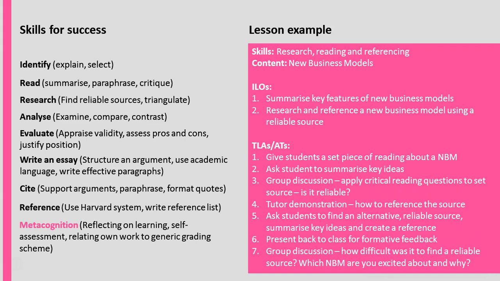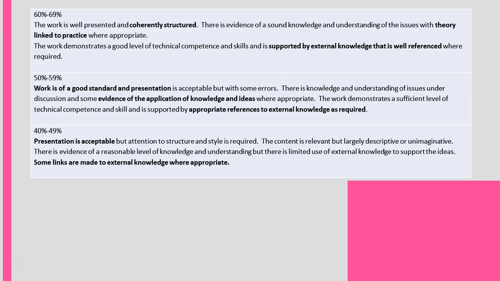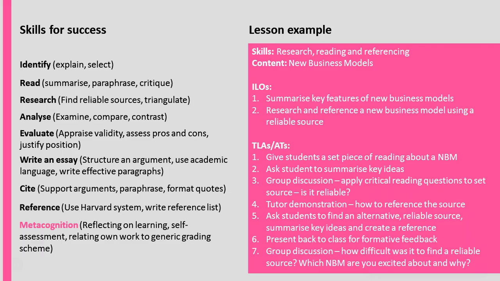So we have identify, and that relates back to this first learning outcome. So we want students to be able to identify key things, to be able to explain, to be able to select. To read, and I've gone a bit further with reading because we know that reading is quite a passive activity, but from their reading to be able to summarise, paraphrase and critique, because it's these things that are actually really useful skills in terms of putting an essay together, and that's well evidenced.